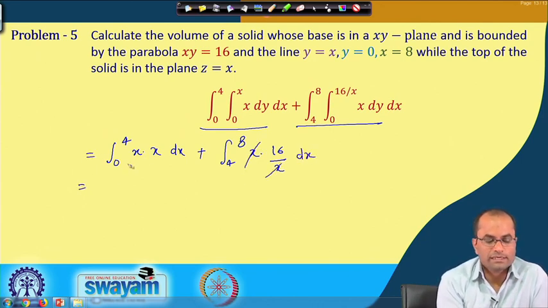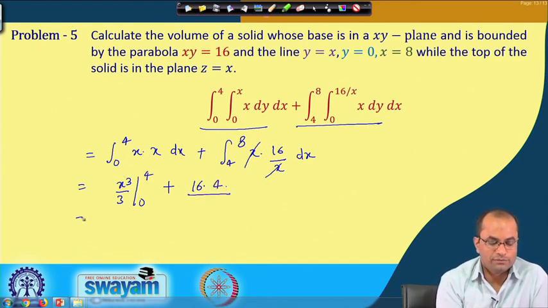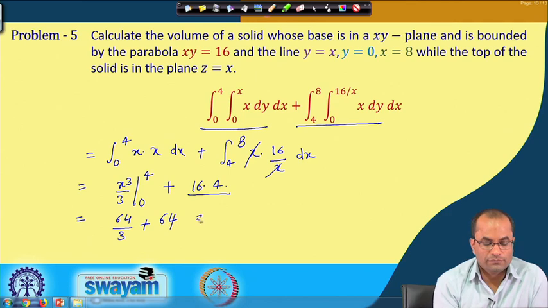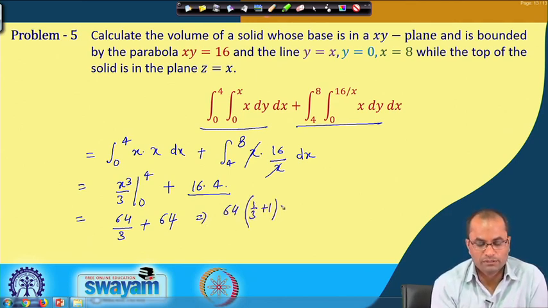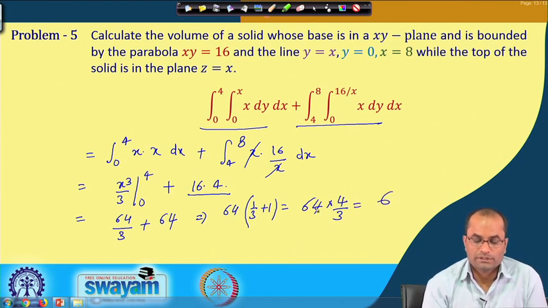The first one is x square, so we will get x cube by 3 with the limits 0 to 4, and then here we have 16 and then x, 8 minus 4. So, we will get 4 as the integral value there. So, here 64 by 3 plus 64. If I take 64 common, this is 1 by 3 plus 1. So, 64 into 4 by 3.